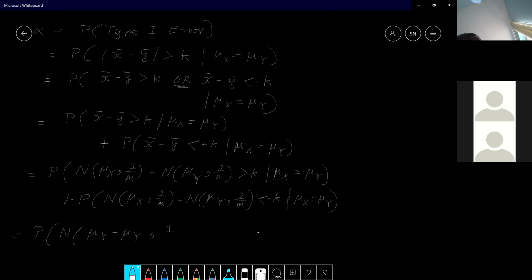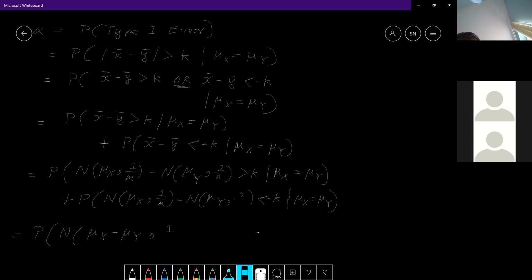It should be 2 over n, guys, as you noticed already. It should be 2 divided by n. Okay. All right. Anyway, so it should be 1 divided by m plus 2 divided by n, right? Greater than k, given that mu x is equal to mu y. All right.